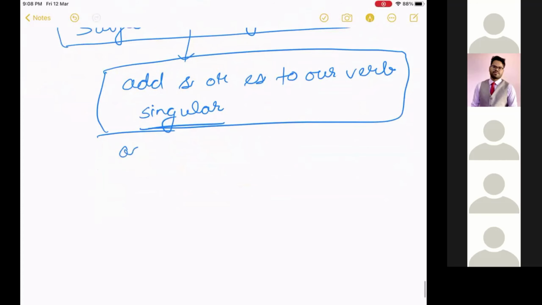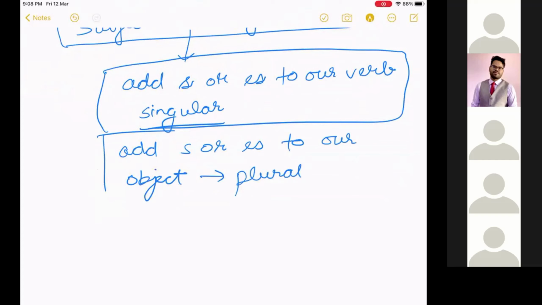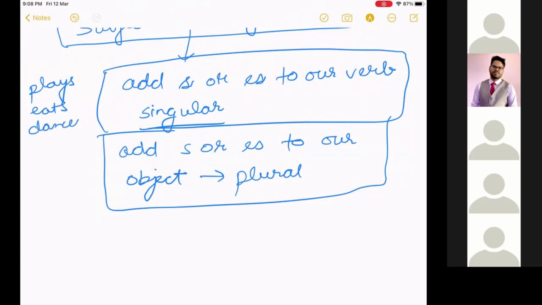And when we add s or es to our object, it is plural. I'll give examples: plays, eats, dances, goes. Here you notice that I'm adding s or es to my verb. So is it a singular verb or a plural verb? It is a singular verb. When I add s to my verb, it is singular. Same concept we will take with the object part.